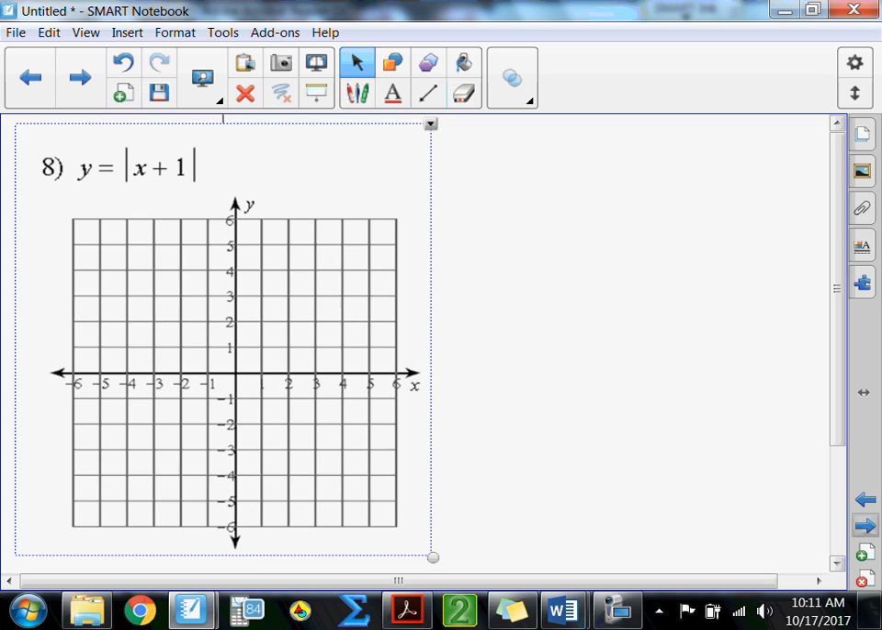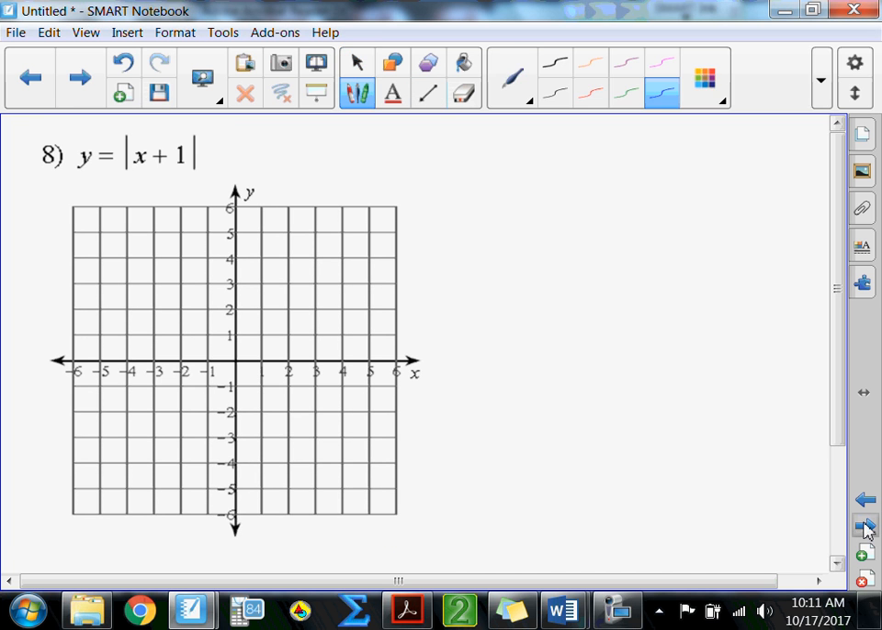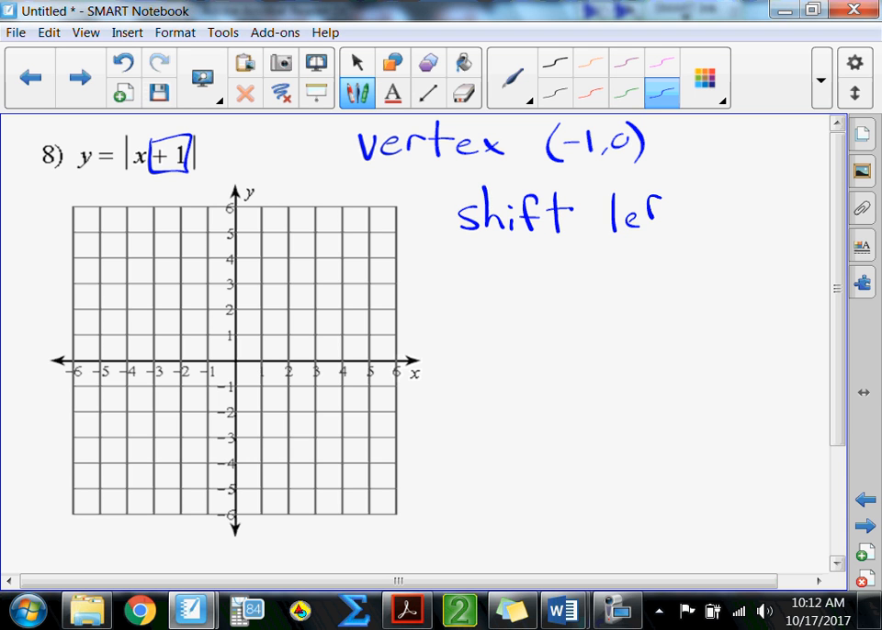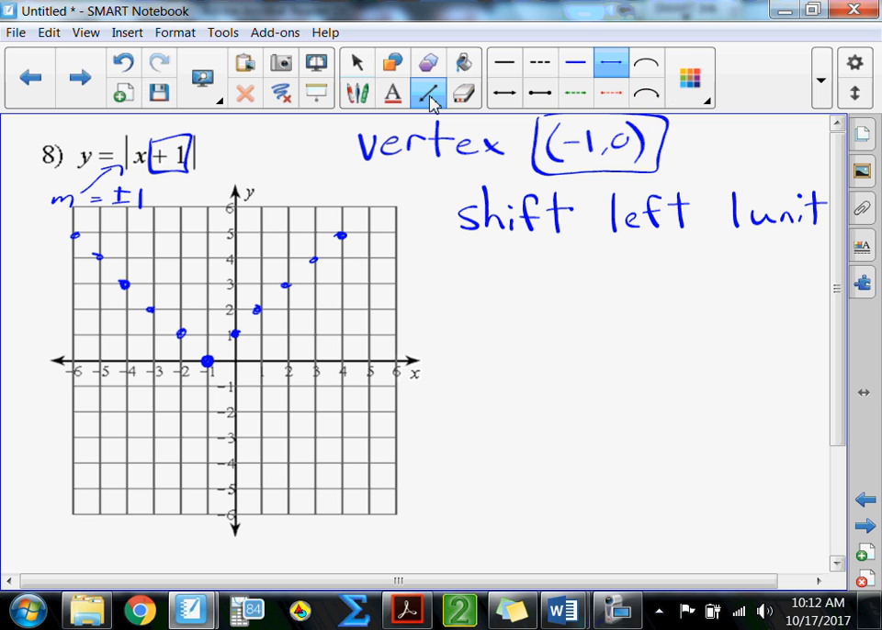Number 8 says x plus 1, so I wanted to show you that if it says plus, we're actually going to go to the left. So for this one, my vertex is going to be at negative 1, 0, because we do the opposite of what we see. So that means there's a shift left by 1 unit. So instead of the parent function being at 0, 0, we're at negative 1, 0 for my vertex. My slope is still plus and minus 1, so up 1 on both sides. And that's it.